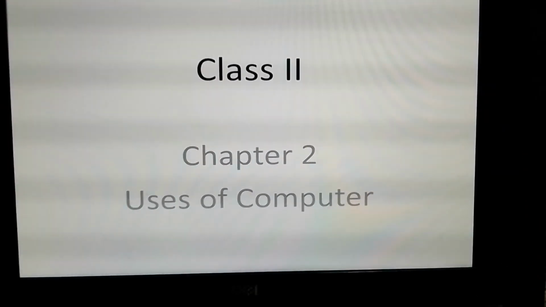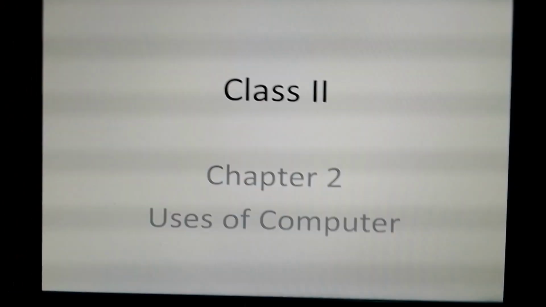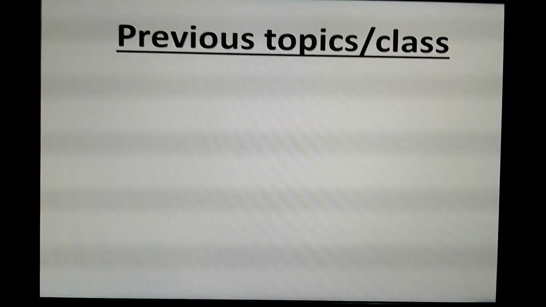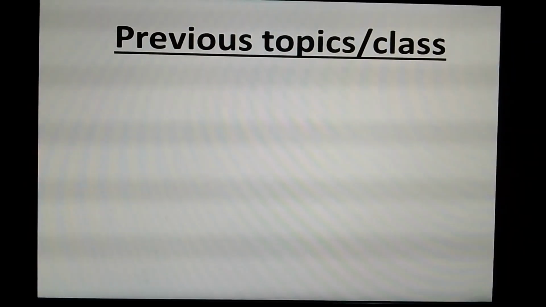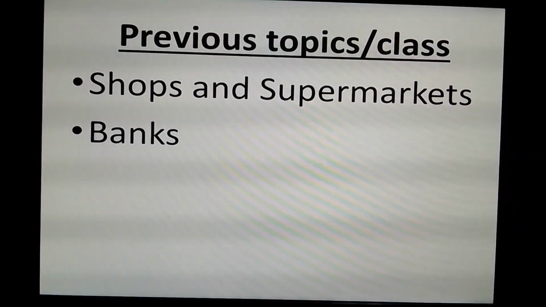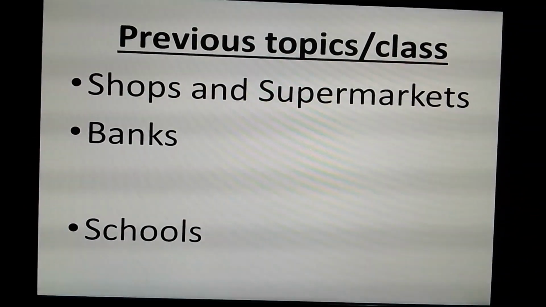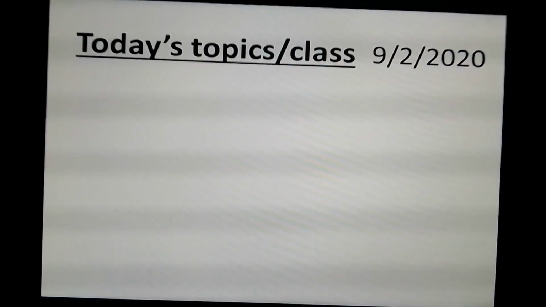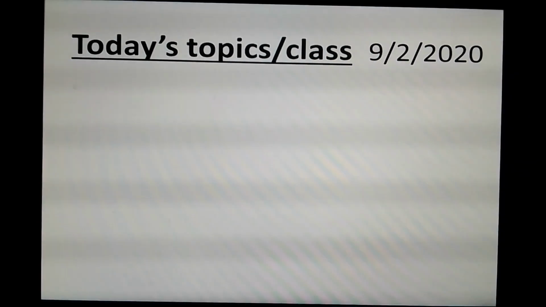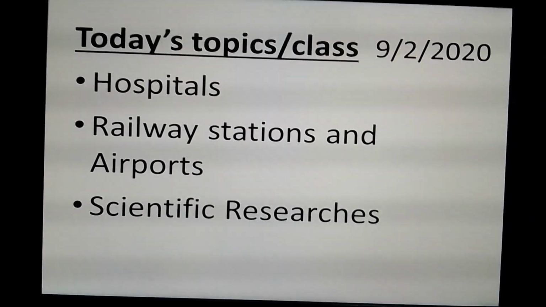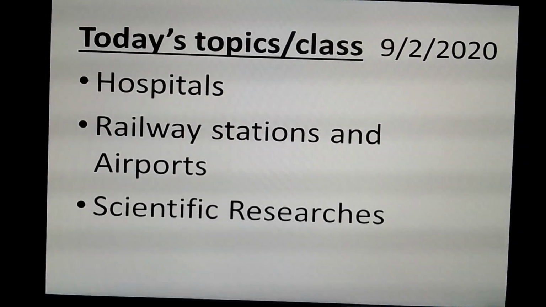So, in computers, we were doing chapter 2, uses of computer. Before your half yearly exam, we saw some of the uses of computer. In the previous class, we saw how computers are used in shops and supermarkets, banks, schools, and offices. Today we are going to see some more uses of computer: how computers are used in hospitals, railway stations and airports, and scientific researches. We shall start with how computers are used in hospitals.